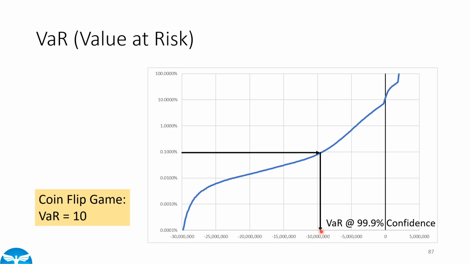And then what is the coin flip game value at risk? Well, it's almost trivial because you only have one scenario where you lose money, and that you can lose 10, but you can lose 10 with 49.99% probability, and you can lose 10 with 0.1% probability. So it's not really meaningful for that game, but it is the maximum loss you can have.